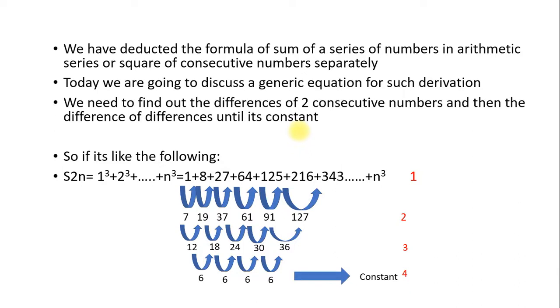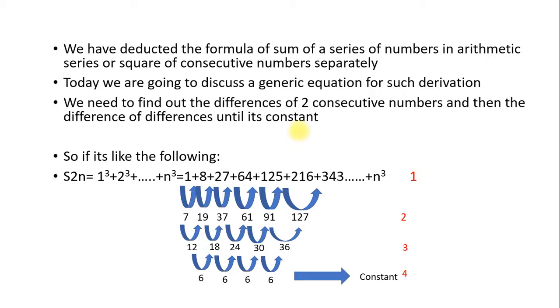So to find the sum of this series, first we have to write how the series will look in numerical form. So 1 plus 2 cube plus 3 cube ultimately will look like 1 plus 8 plus 27 plus 64 plus 125 plus 216 plus 343 plus up to n cube. So this is level 1.